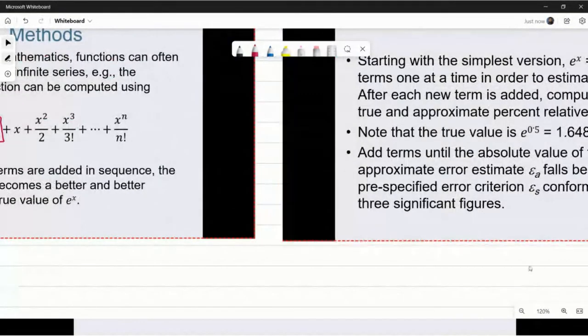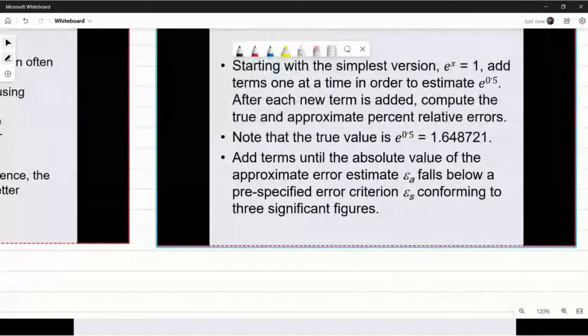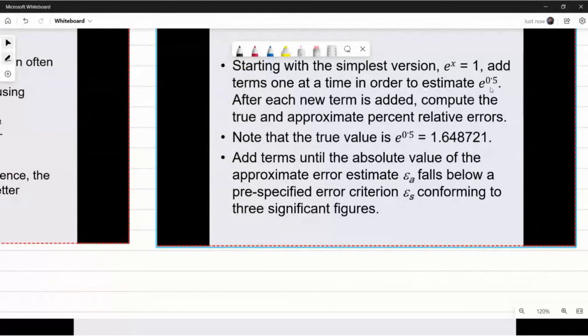He says add terms one at a time in order to estimate exponent of 0.5. So x is 0.5. After each new term is added, compute the true and the approximate percent relative errors. Note that the true value is 1.648721. Add terms until the absolute value of the approximate error estimate falls below a pre-specified error criterion epsilon s conforming to 3 significant figures.